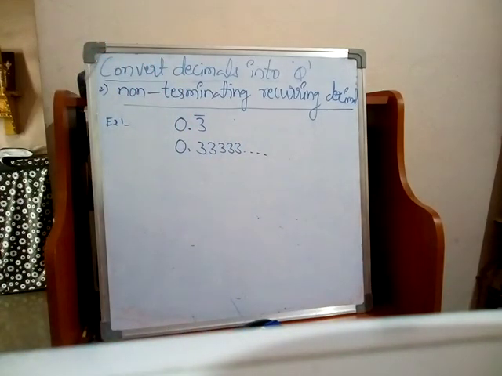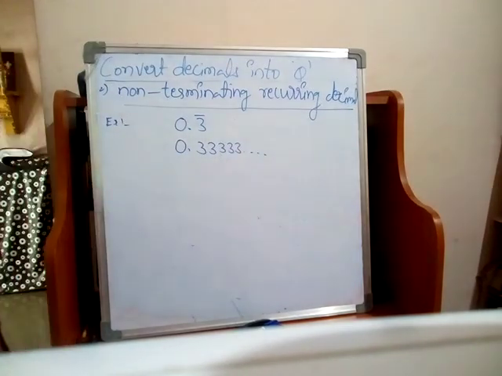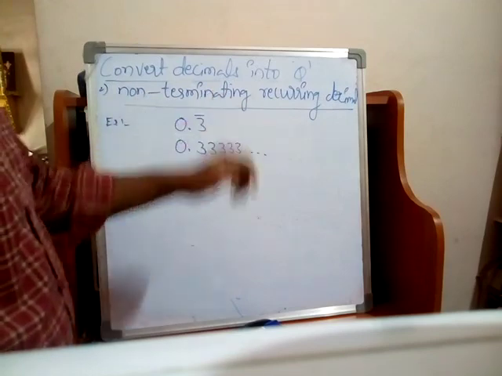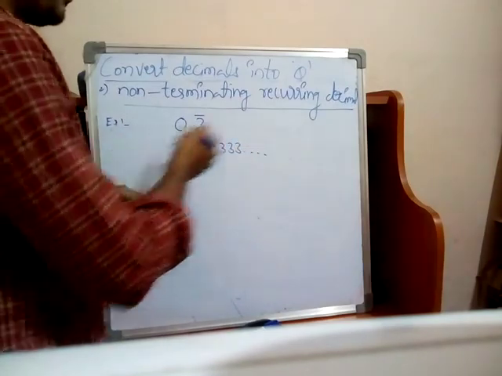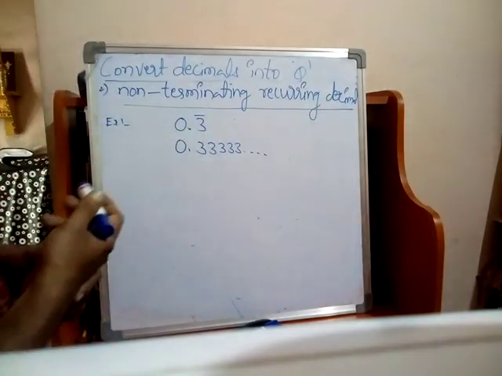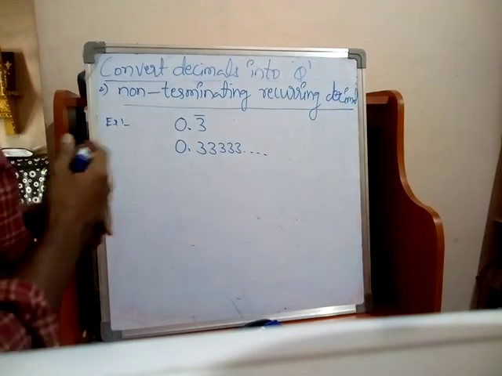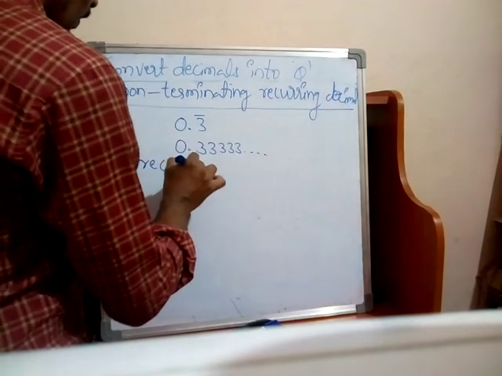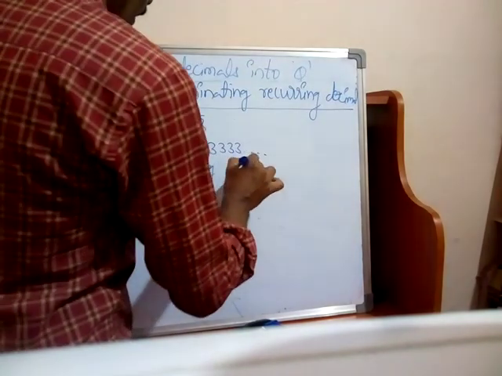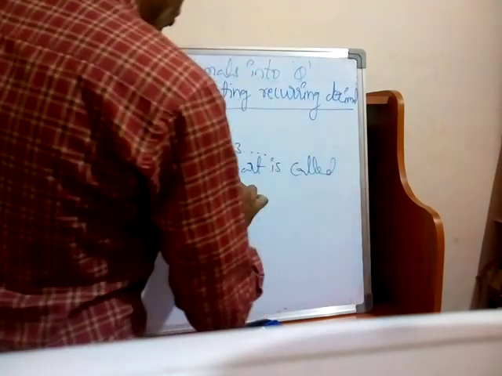Okay. Now sir, here after the decimal point how many digits are there? We cannot count. So that's why this is called non-terminating recurring decimal. Okay. Means non-terminating. So here 3 is repeated so many times. So that's why non-terminating recurring decimal. Okay. So in a non-terminating recurring decimal, the recurring part is called the period.